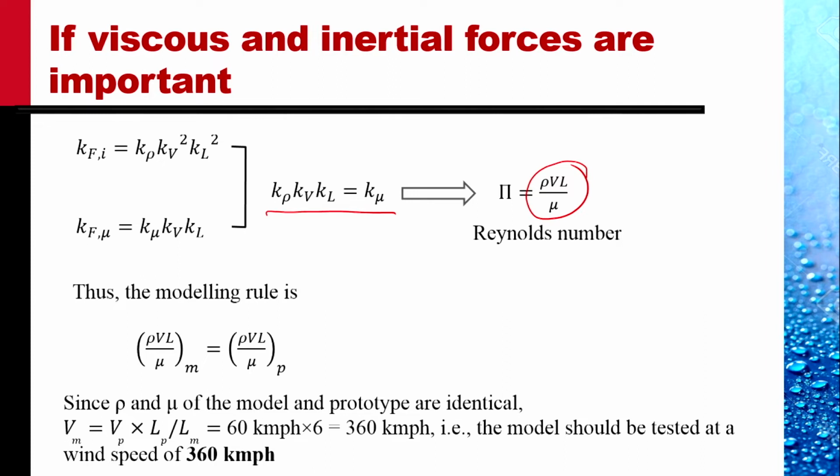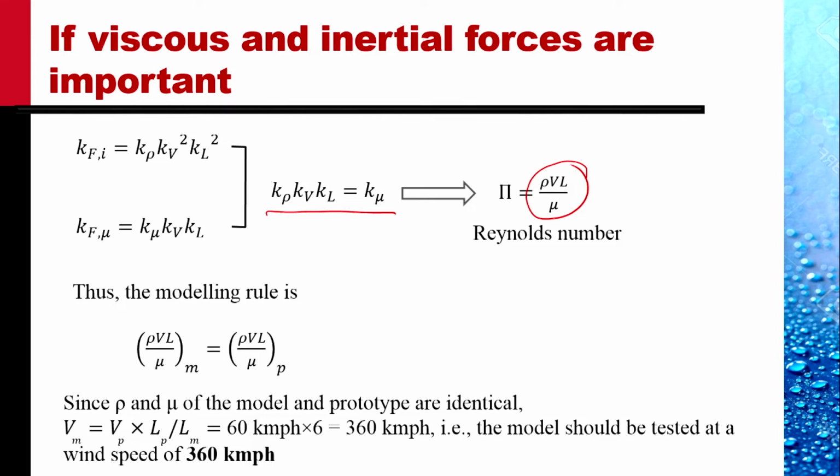It says the scale factor used is 6 for the length. This gives you a velocity of the model to be 360 kmph. That is, the model should be tested at a wind speed of 360 kmph. To higher speed. But there is something in the drag forces on objects that we will just look into that permits us to test at almost any speed.